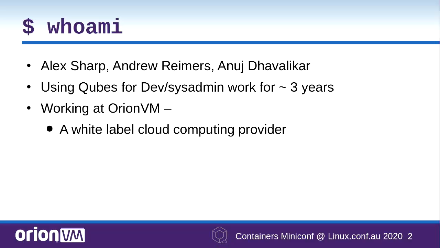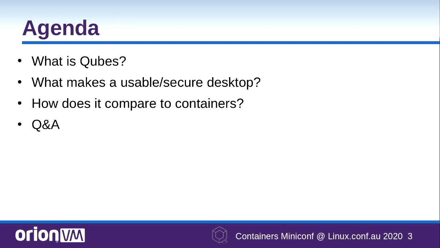Cool. So who are we? My name is Anuj. That's Alex and Andrew, and we are from Orion VM. So essentially, what we do is we have a cloud. We provide the cloud to you, and you can resell the cloud under your own branding. We've been using Qubes at work for dev and sysadmin work for about 2 to 3 years on average, and that's why we know about it.